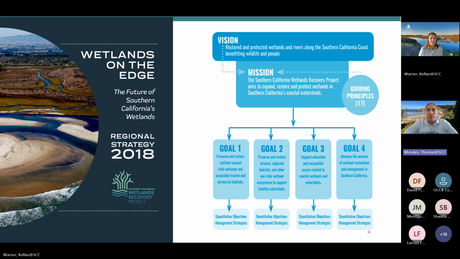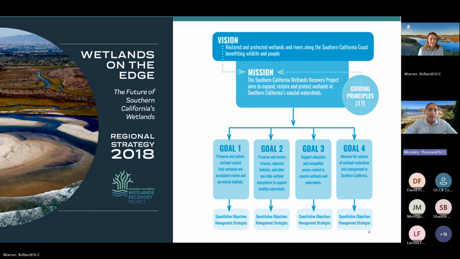And the 2018 WRP Regional Strategy is a document that articulates long-term goals and specific implementation strategies to help guide wetland restoration for the WRP over the next few decades in order to improve wetland resilience to climate change and other stressors. And the regional strategy does include quantitative objectives to help the WRP track success over time.